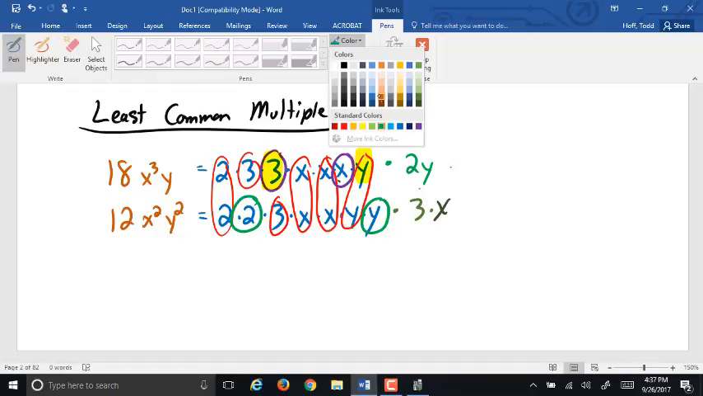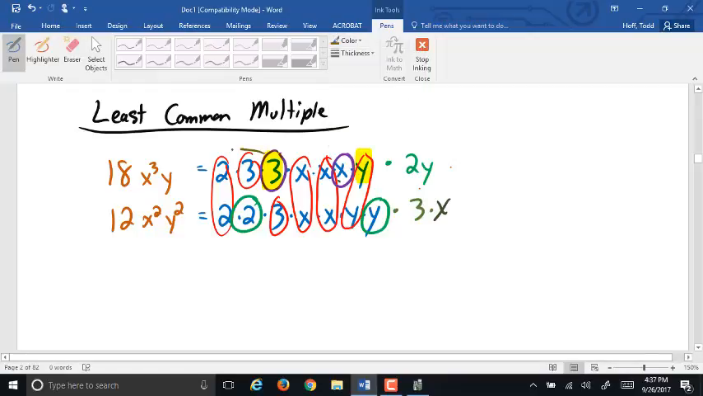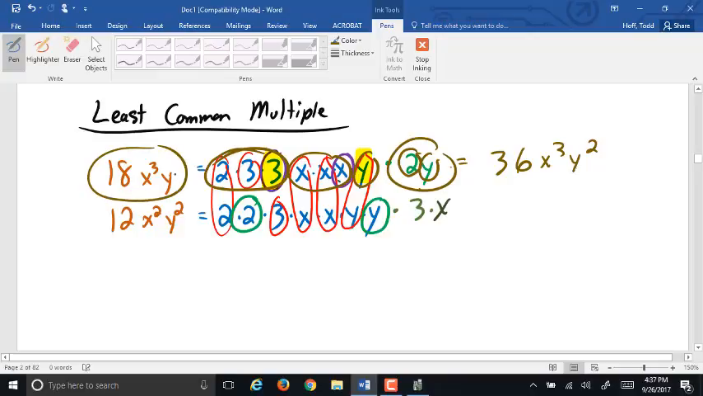Well, what does that give us? 2 times 3 is just 18. Times another 2 is 36. X and x make x to the third. Y and another y makes y squared. So I multiplied the 18x to the third y by 2y. 18 times 2 is 36. The x to the third had no other x's to multiply, so it stayed x to the third. Y times y is y squared.